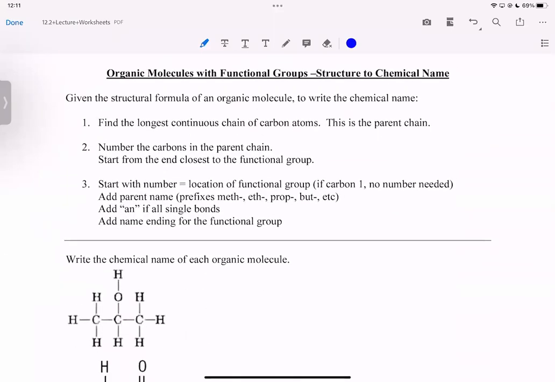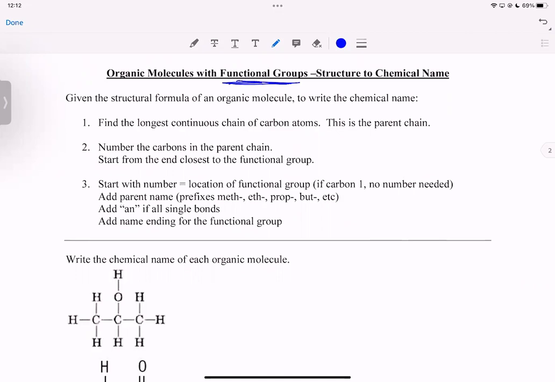Okay, so we have these molecules. Let's start with the simple molecules that are organic molecules with functional groups. And we want to figure out the chemical name. So using the same steps as the first set of these where we did not have functional groups, but the idea is writing a chemical name by basically figuring out all the different parts of this organic molecule. So this is a review of the process, but we're including those functional groups now, okay?